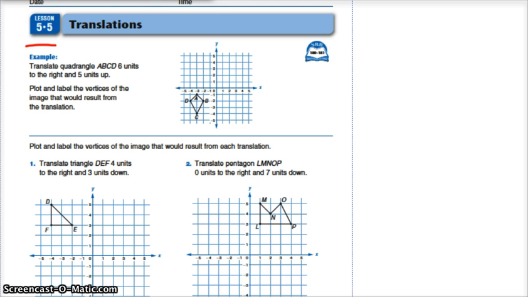Now what we do is we tackle one point at a time. So I'm going to tackle point A first.